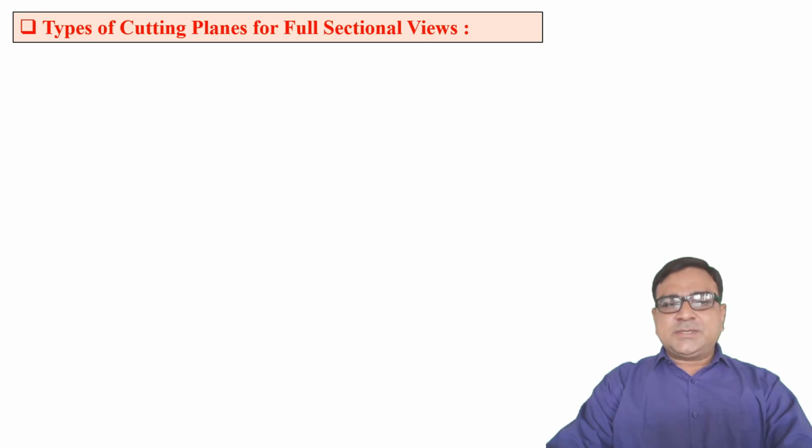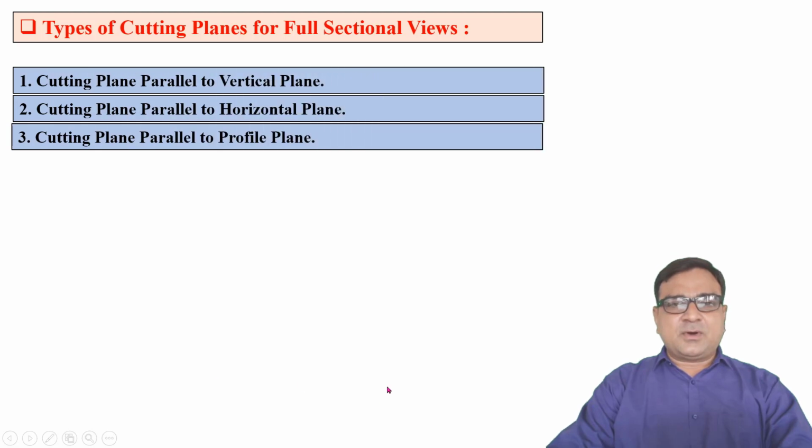Now to cut the object, we use different types of cutting planes for full sectional views. Actually, we are using only full sectional views. We are not interested in half section, revolved section, or removed section in this particular chapter. So we are focusing only on full sectional views. To obtain full sectional views, we use different types of cutting planes, like a cutting plane parallel to the vertical plane, a cutting plane parallel to the horizontal plane, and a cutting plane parallel to the profile plane.